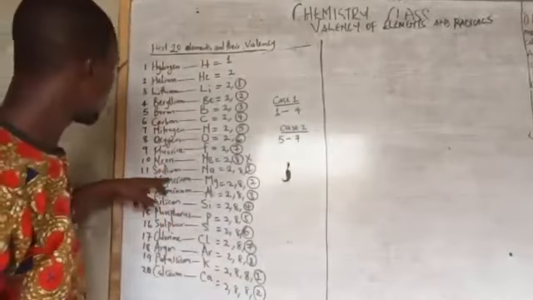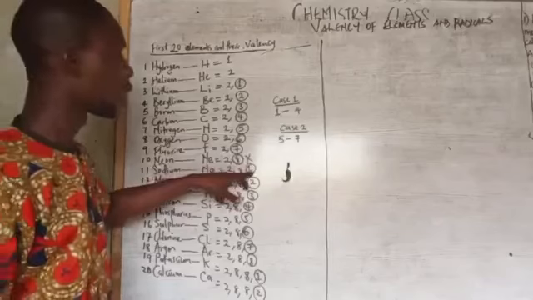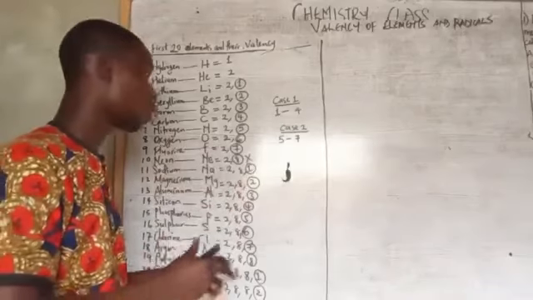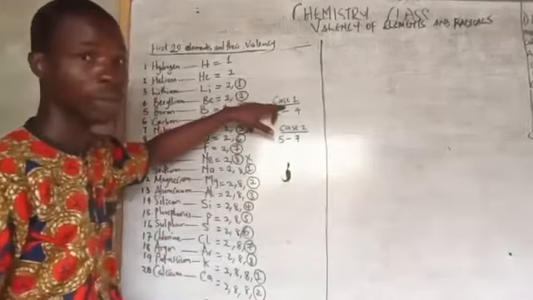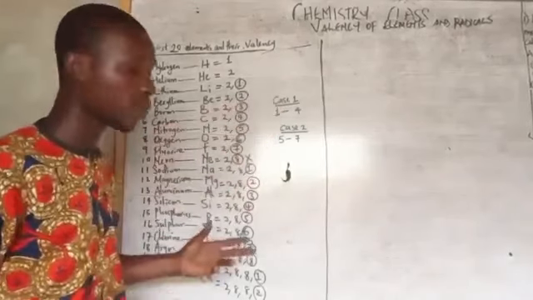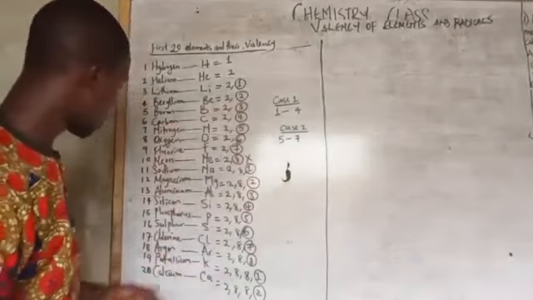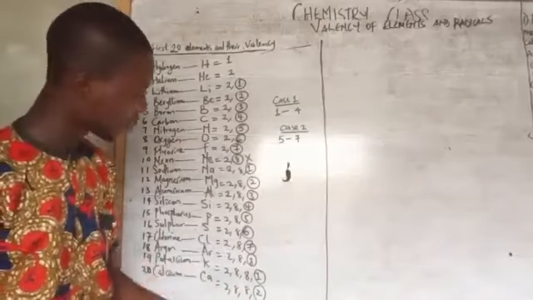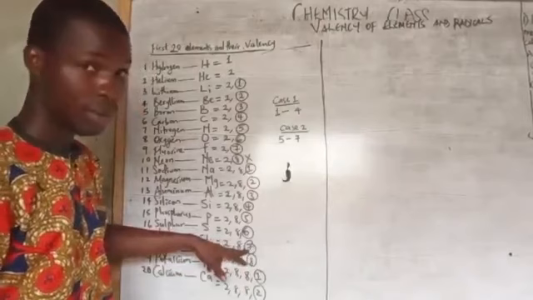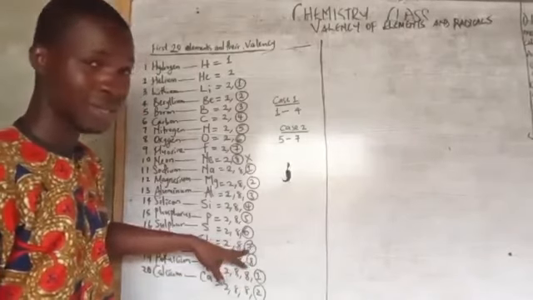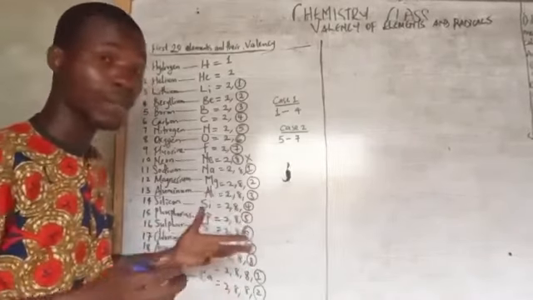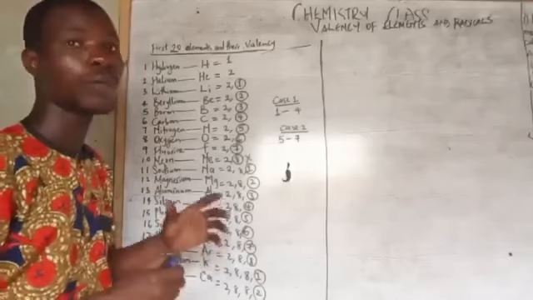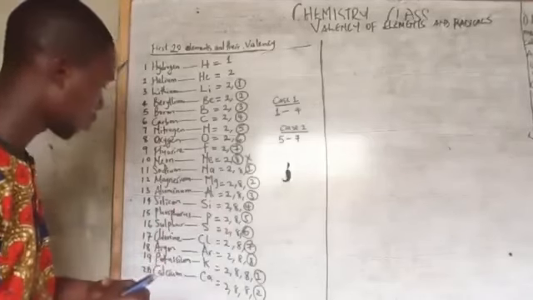We have sodium with valence electron 1, and the valency of sodium is 1, still in case 1. Now let's see the valency of chlorine. What will that be? Guess. 7 valence electrons, and the valency would be what? 8 minus 7, which is 1. So the valency of chlorine is 1.